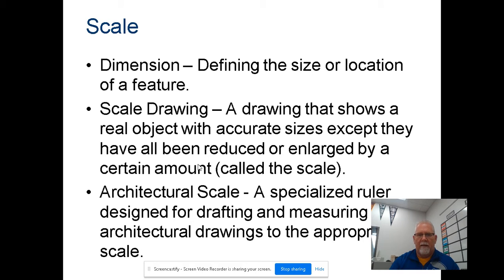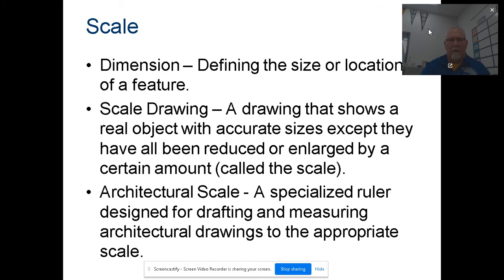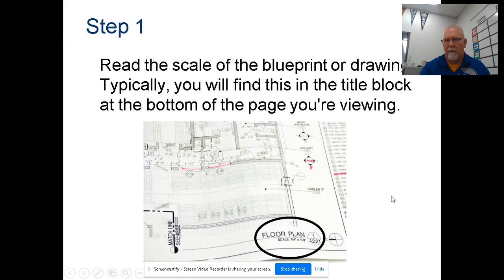Okay? Then sliding down, I'll move myself up a little bit here. The architect's scale is a specialized ruler that we use when we're drafting, designing, and measuring architectural drawings to the appropriate scale. So, let's see if I can get my PowerPoint to work here.